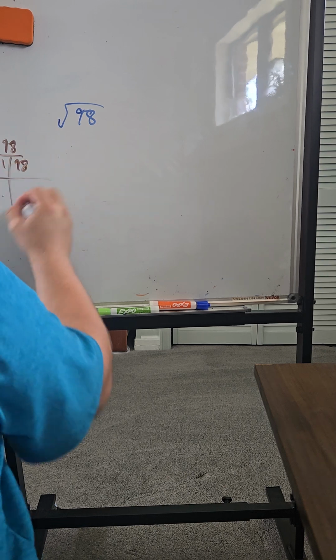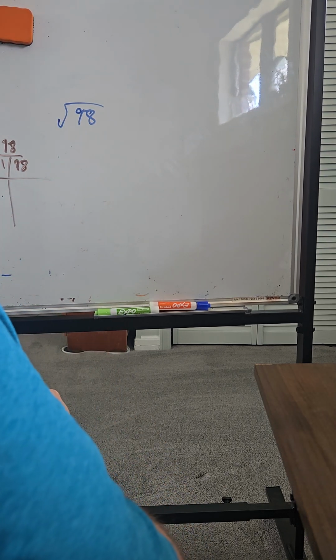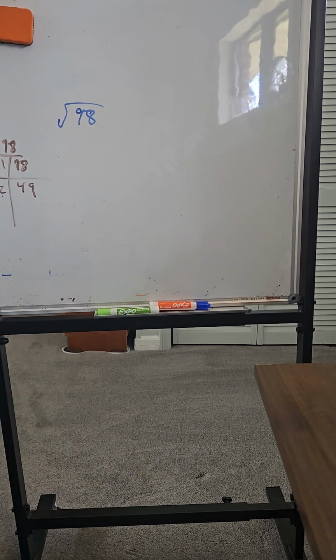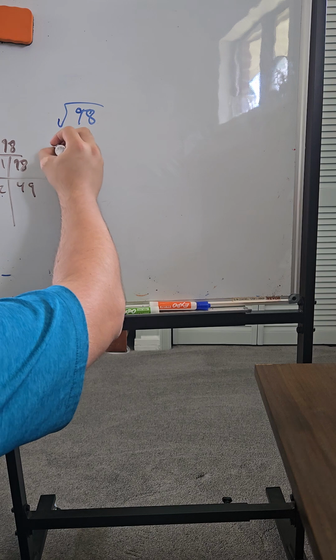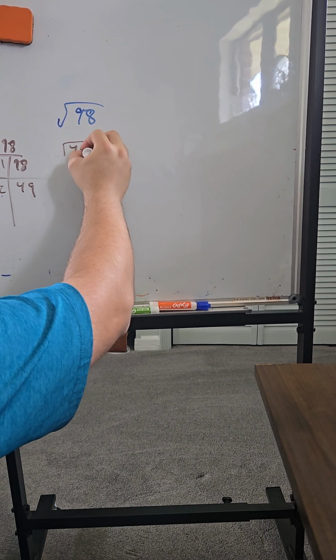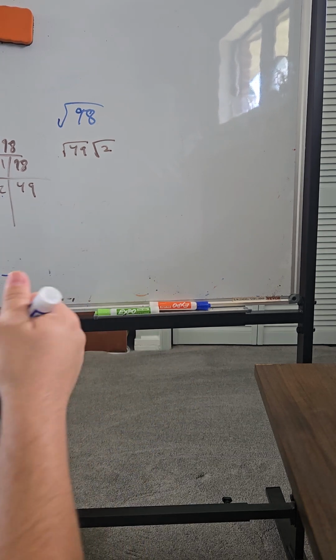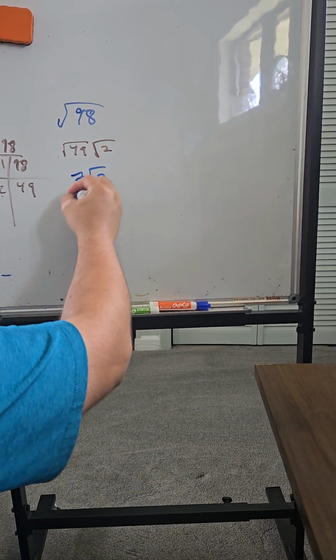1 and 98 we know goes in. 2 goes in as well, 49 times. Now, before I go any farther, I notice that 49 is 7 times 7. So honestly, we can stop here because that is the largest perfect square that I'm going to be able to pull out of this. So let me go ahead and do that really quickly. We know that the square root of 98 is the same thing as the square root of 49 times the square root of 2. And of course, again, we know that the square root of 49 is 7, so that is 7 root 2.